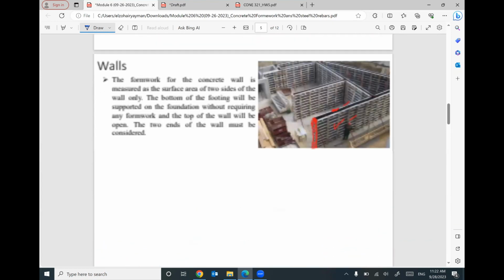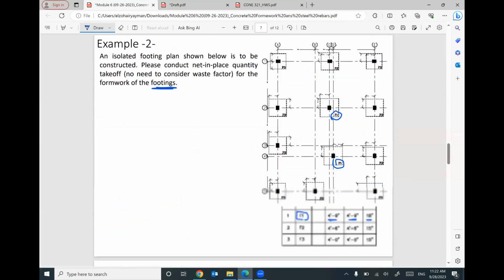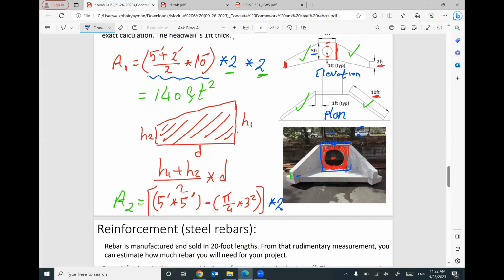For any wall, we learned this. For any wall, we need to construct the formwork from the 2 sides and then pour concrete in between. That makes sense? So the area on the front is the area of a square minus the area of the circle. Then I will multiply it by 2 to get the total area. So 5 times 5 minus pi times 5 squared divided by 4, times 2, equals 35.8.